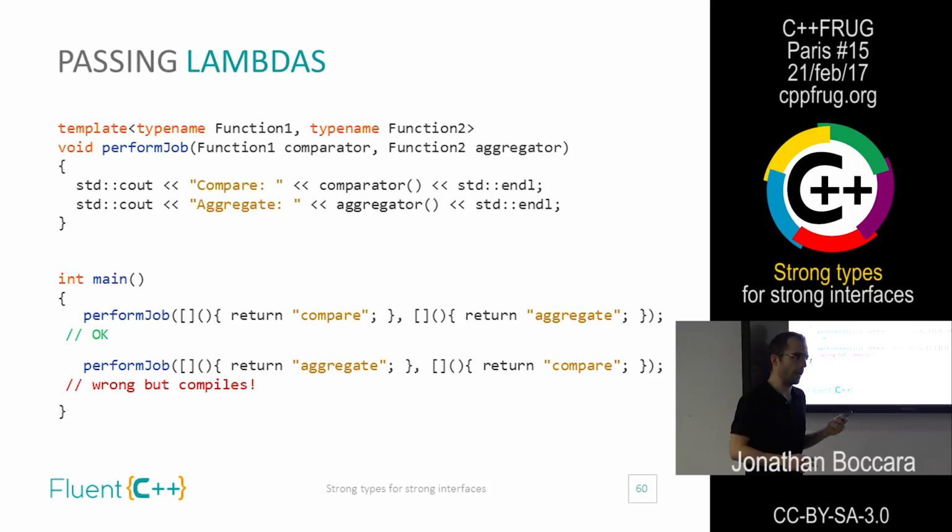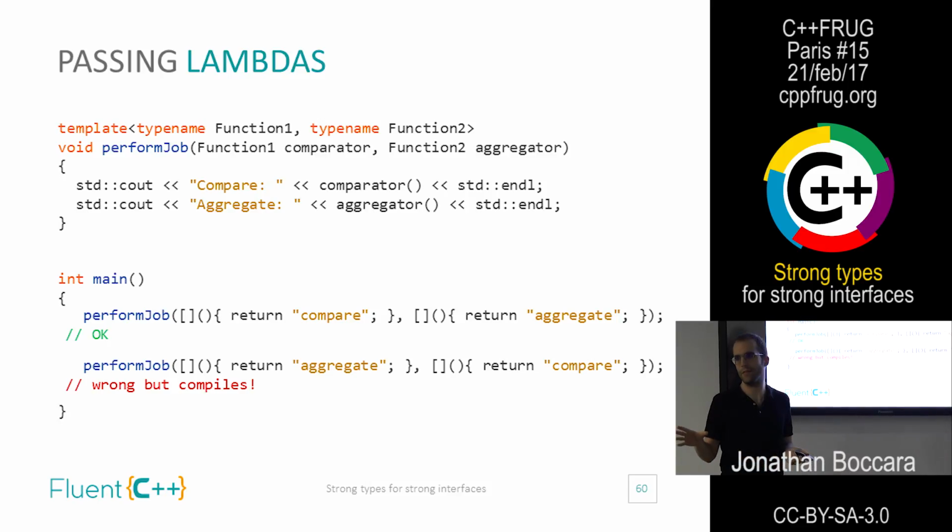It's actually relevant for real life. Even if your functions are not taking void and returning void, if they are taking or returning native types like booleans or ints or whatever that are convertible to one another, then this can actually compile. But that's completely wrong, probably.